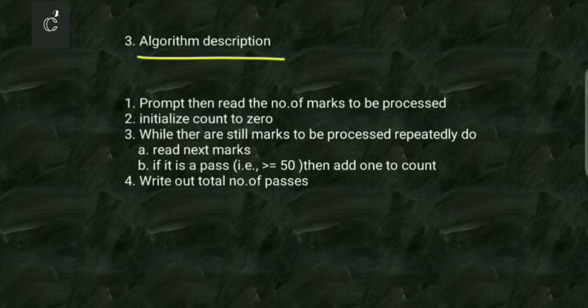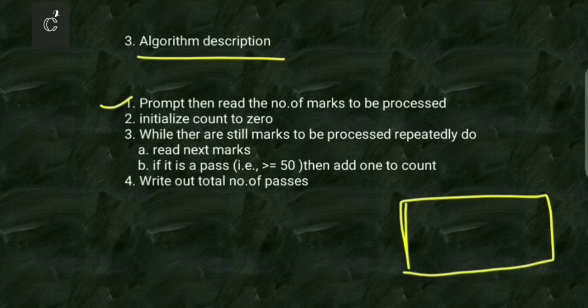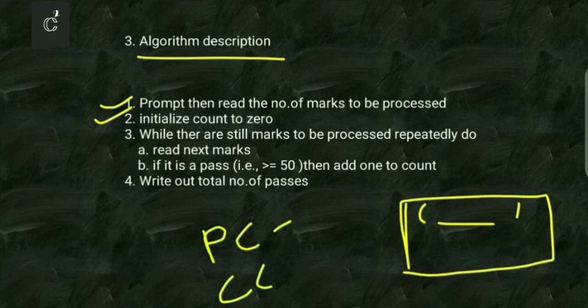The next one is algorithm description. The description has 4 steps. The first one is prompting for the input. We know that we need a set of marks to be processed, so it can be taken from the user through a console application. Once that is collected, we are supposed to process it according to the condition. Before that, we initialize our previous count and current count to 0. The count is the most important thing which we are working on.